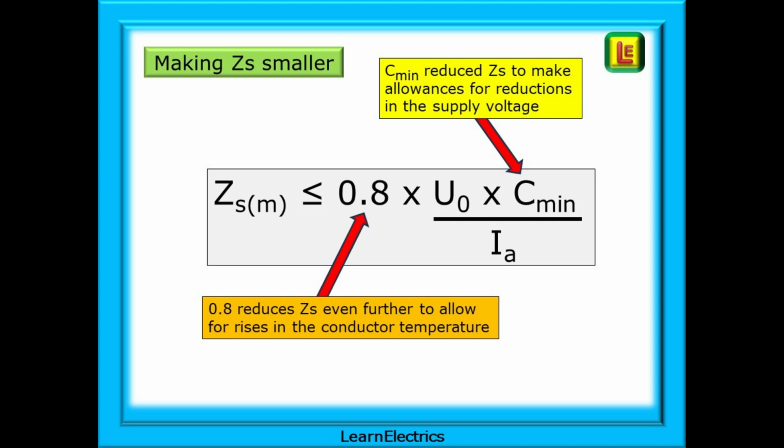If your ZS measurements on site meet these reduced figures at normal temperatures and without voltage reductions, then we can be confident that the circuit will still be safe when the temperature does rise and the supply voltage reduces.